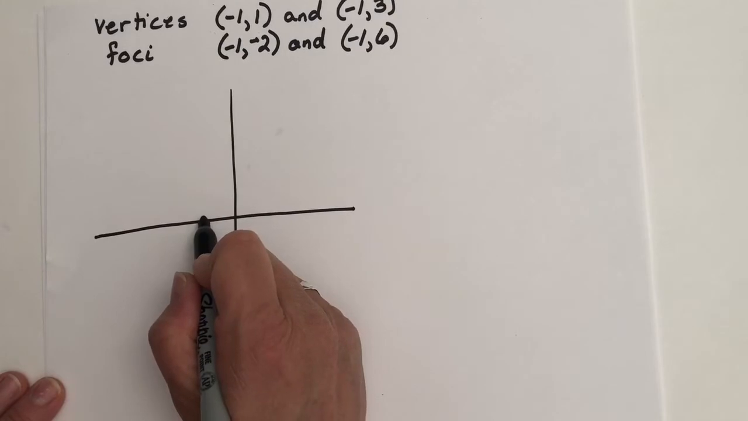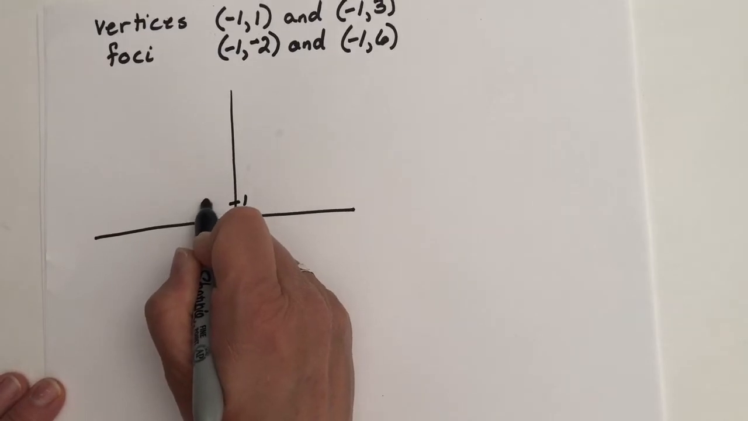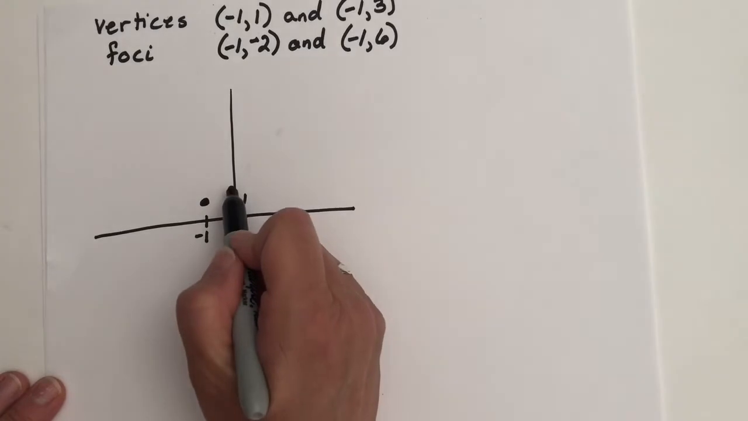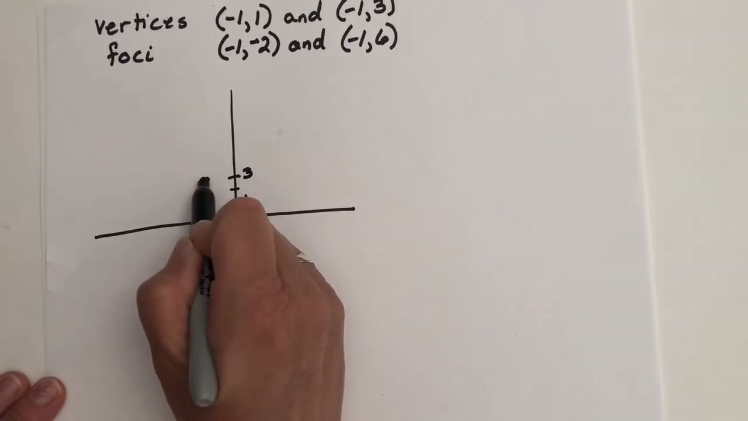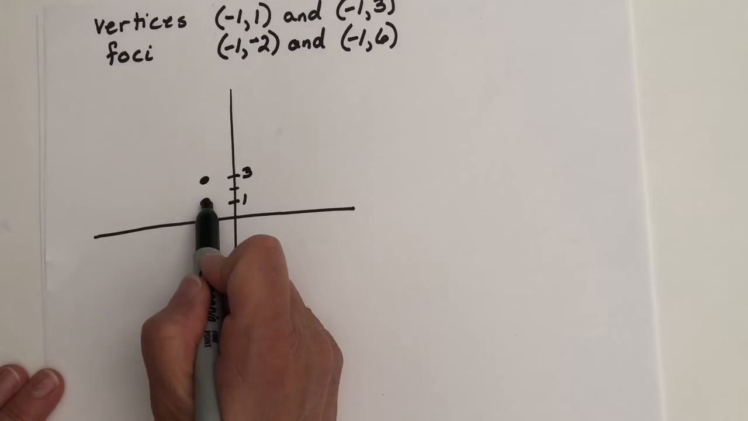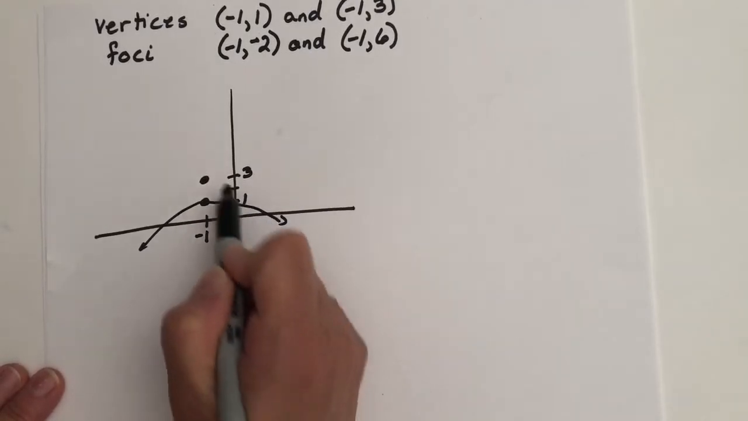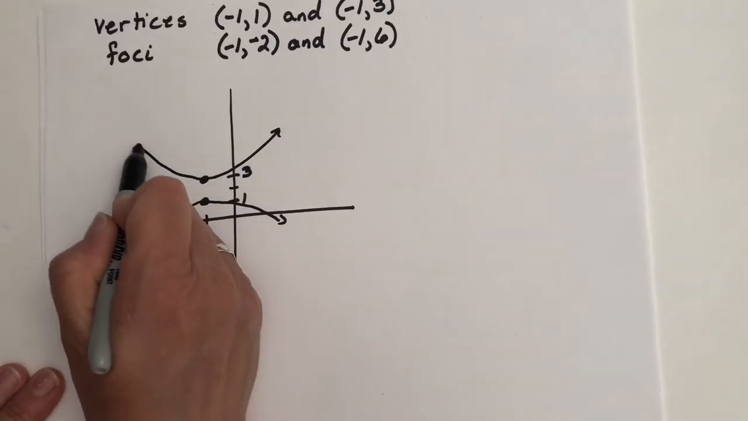So let's see, we'll put -1 here, 1. There's one vertex, and (-1, 3). Here's 3. So immediately we know that the hyperbola this time opens up and down. Again, I don't know how wide or narrow it is, but here's my little rough sketch because it helps me think it through.